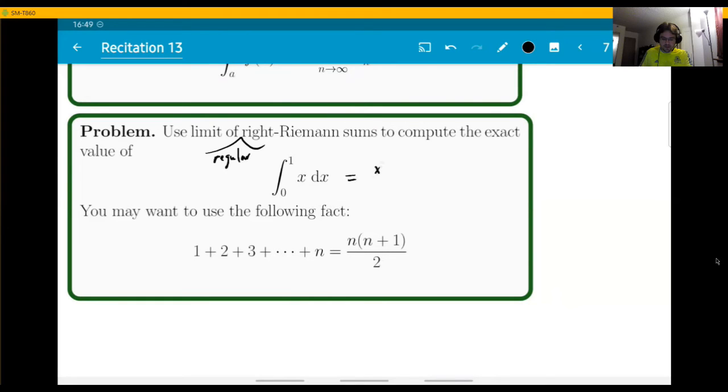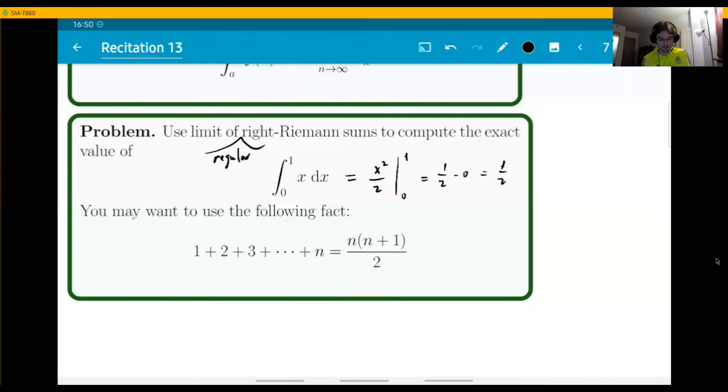Integral of x is x squared over 2, which you calculate between the numbers 0 and 1. So 1 over 2 minus 0, 1 over 2. That's it. This is the integral. But we're going to try to use Riemann sums to calculate it.